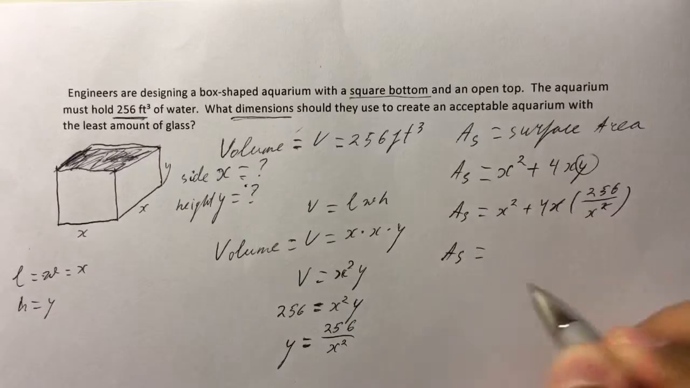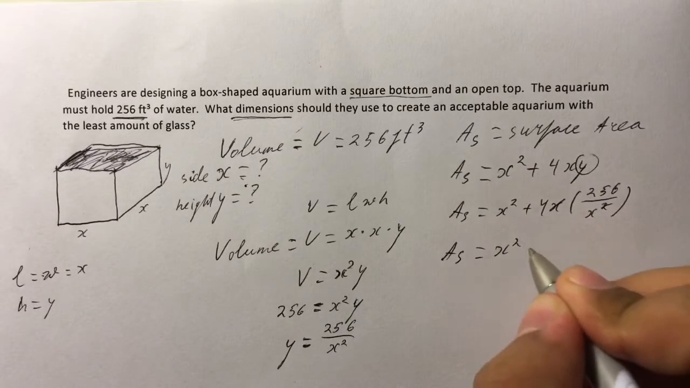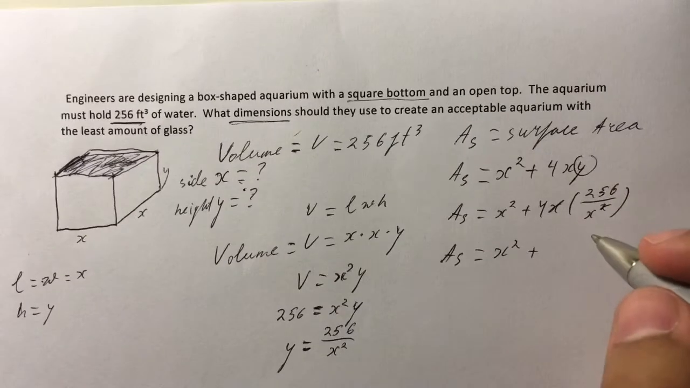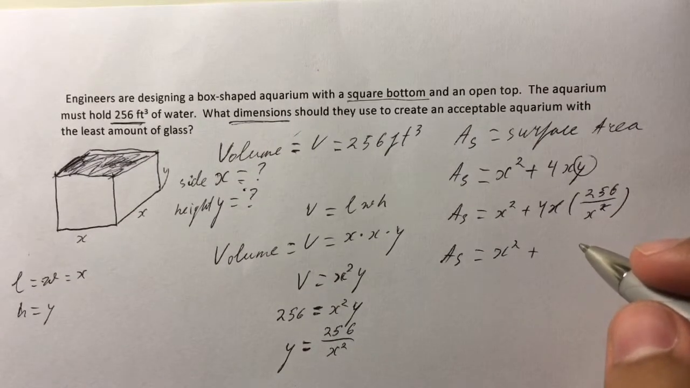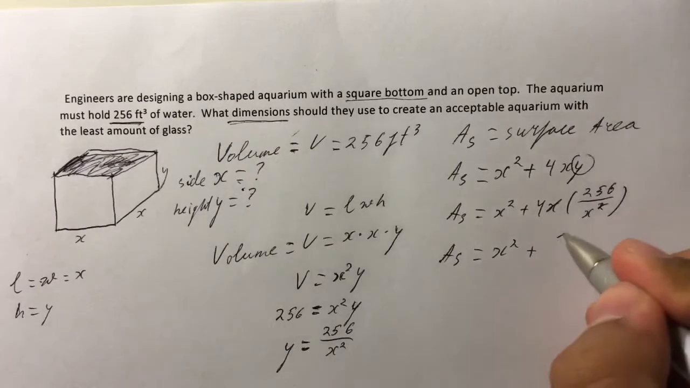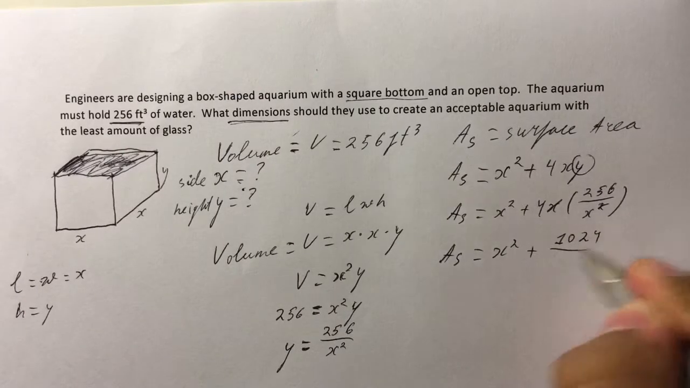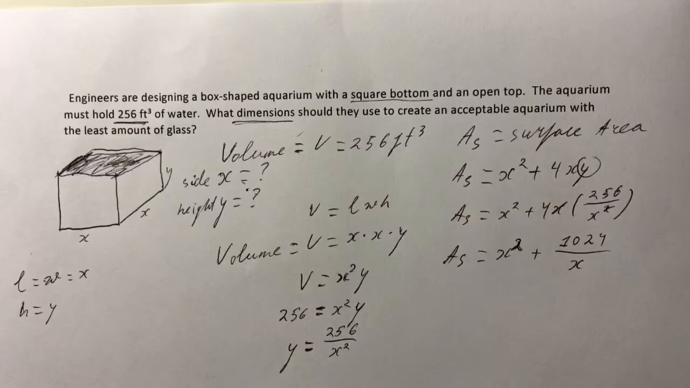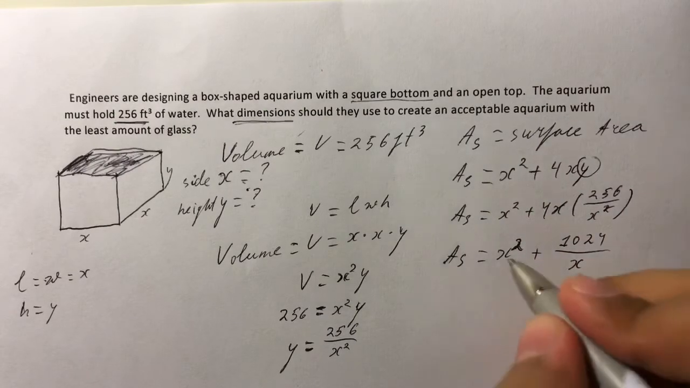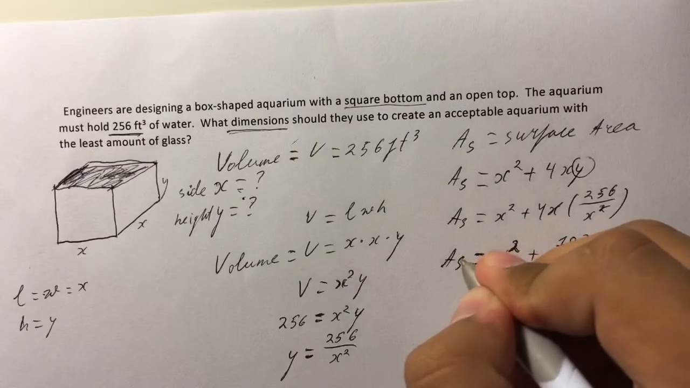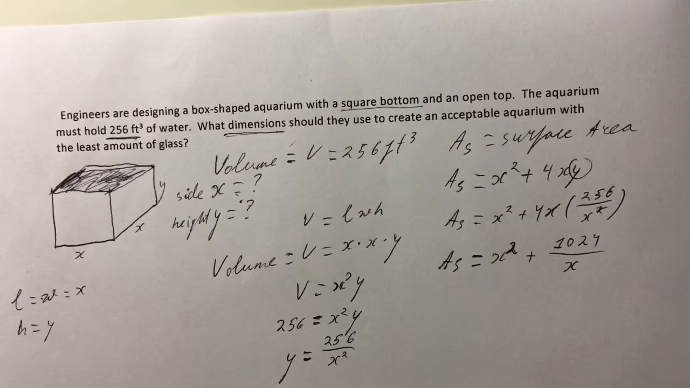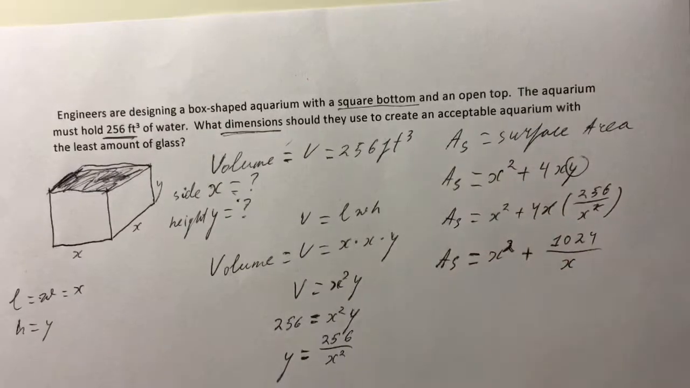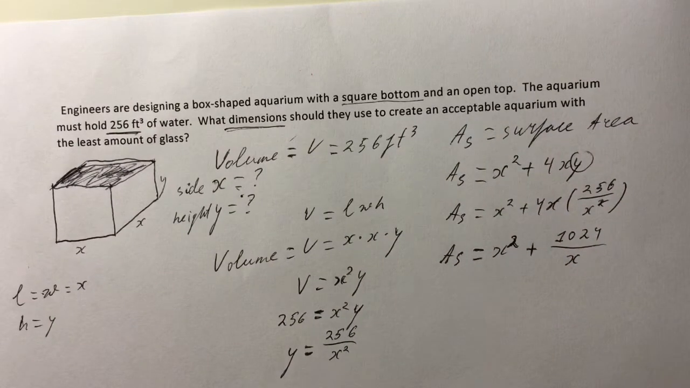And so whenever we multiply that through, it comes out as 256 times 4. That's 1024 over x, right? So we're trying to find the minimum surface area here, right? That's what we're optimizing, is the surface area. We're trying to find the minimum dimensions, correct? So minimum surface area, minimum dimensions.